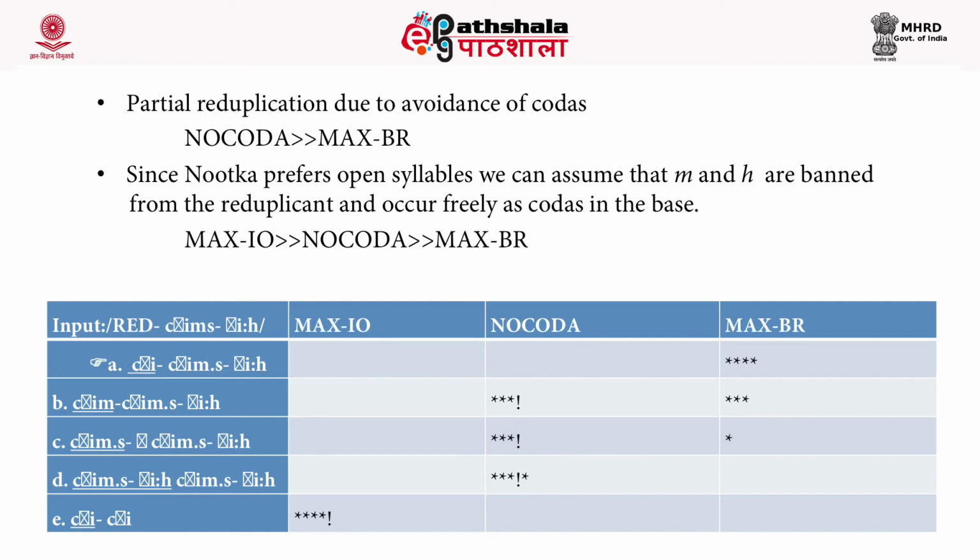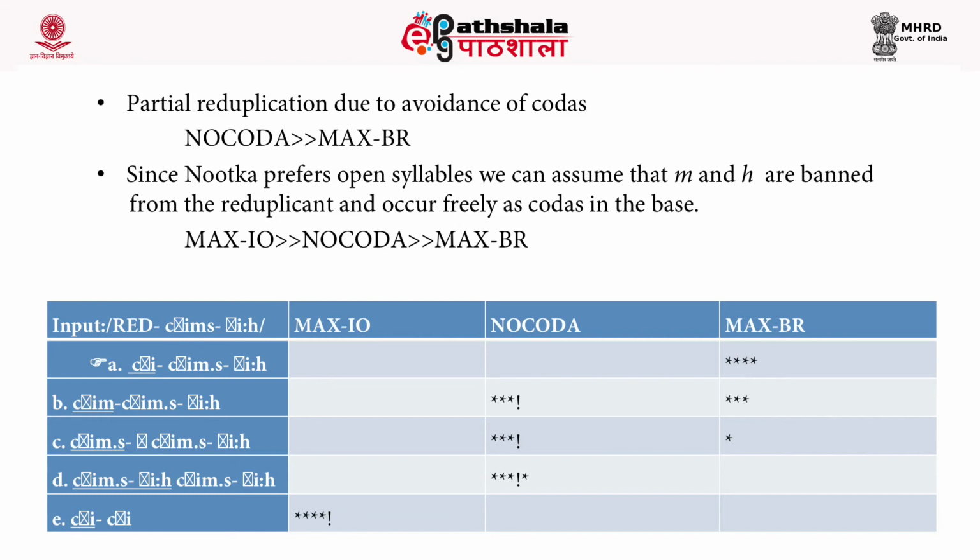MAX-IO talks about input-output deletion in the base. So the ranking is MAX-IO, followed by NOCODA, followed by MAX-BR. Now, as you can see, the input is chimsi. We do not have any input for the reduplicant. There is no corresponding input for the reduplicant affix, so it is basically taking its form from the base or from the stem. In candidate A, there is chichimsi. MAX-IO is not violated, NOCODA is also not violated, and MAX-BR is violated four times.